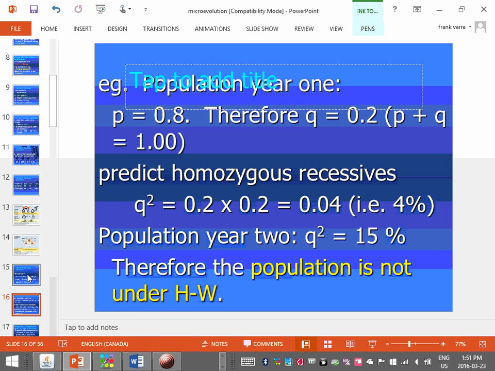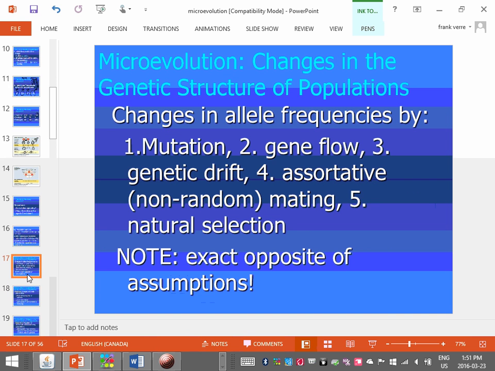So what's the reason? It's not in equilibrium. So look at the potential causes. You'll notice that they're the same as the assumptions. Maybe there's a new mutation. Maybe there's gene flow. Maybe there's drift.